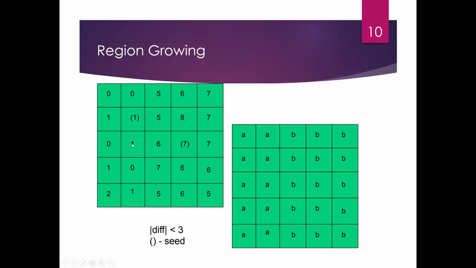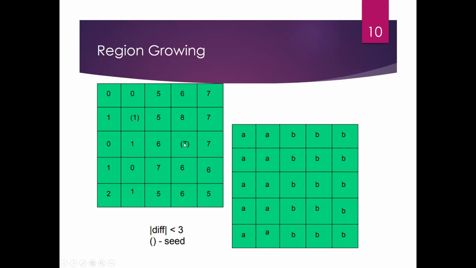Similarly, it will check this downward pixel. This is again A because the difference is less than 3. It will go on the left side, again less than 3, so it will be connected, or it will be A. Now this point, which is on the right side of this pixel, is 5. So the difference is greater than 3, so they are not connected. So they are in different regions. In this way we connect all those pixels which have an intensity difference of less than 3.